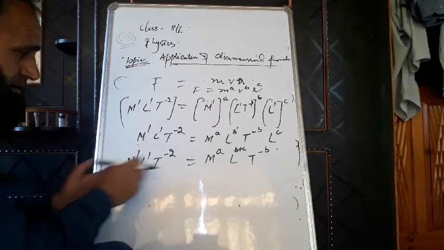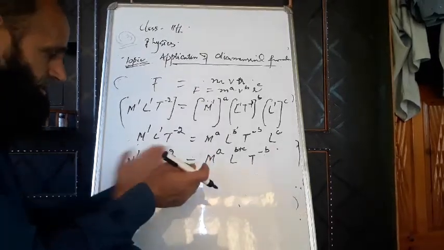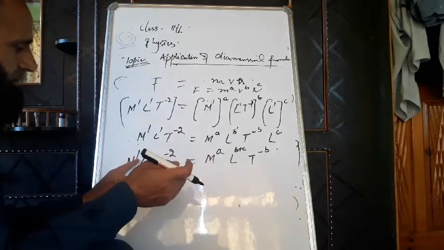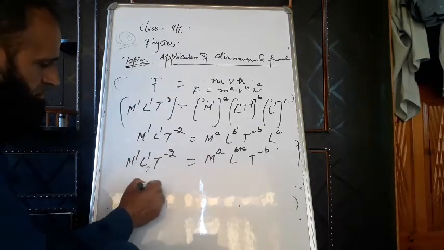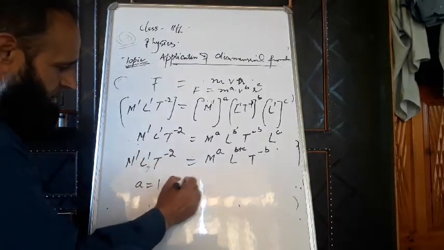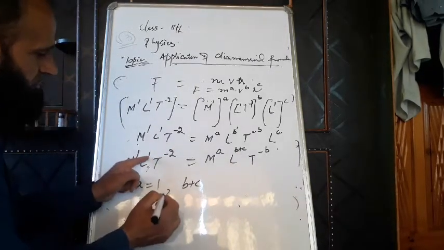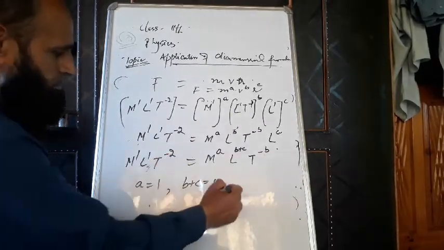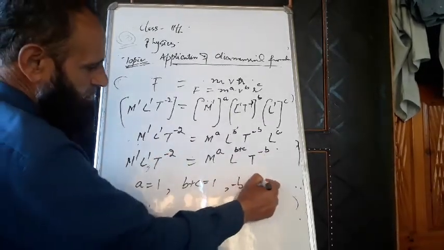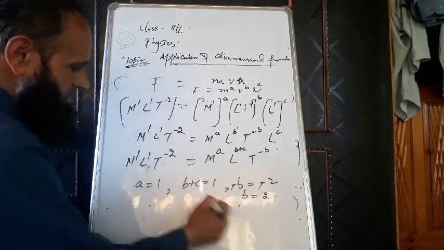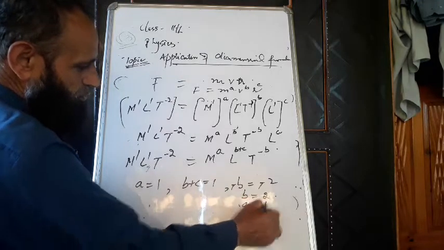Equating the powers on both sides of the equation, a would be equal to 1. Then b plus c would be equal to 1. And minus b would be equal to minus 2. We can cancel the minus signs, so b is equal to 2. b is equal to 2, and a is equal to 1.